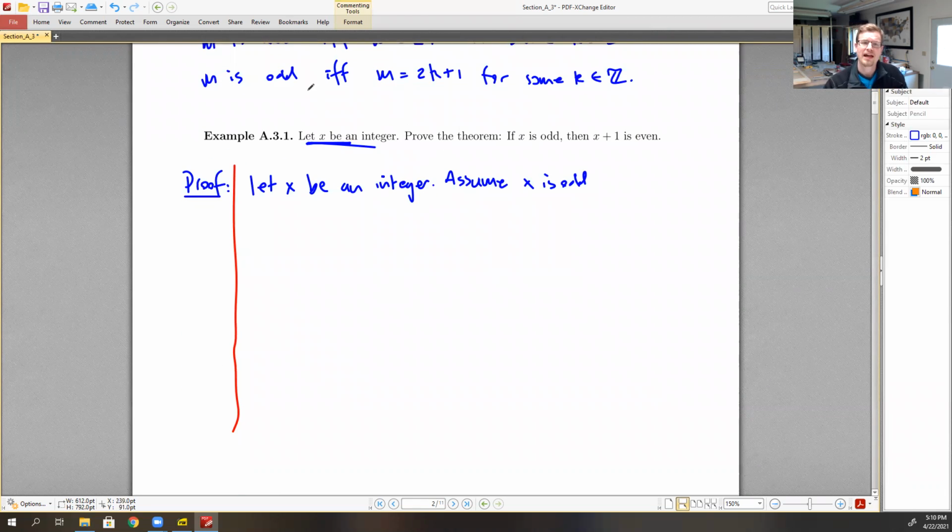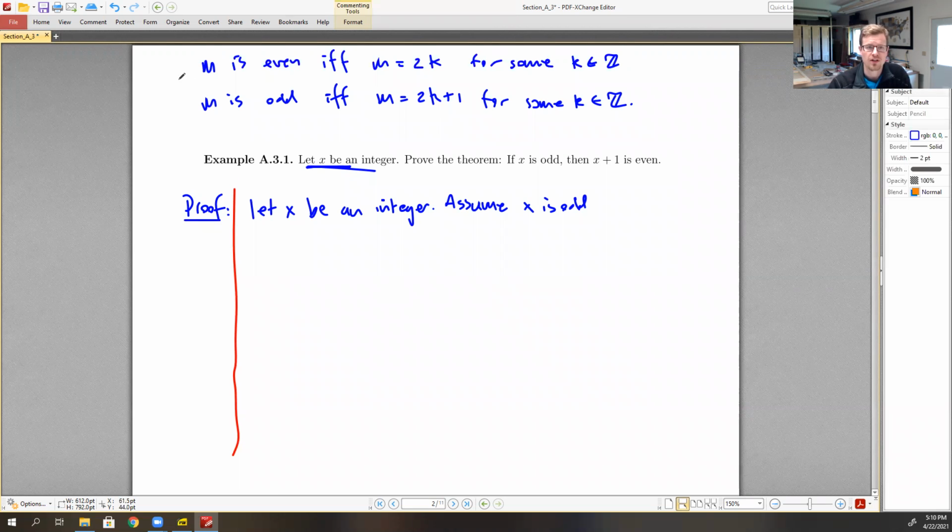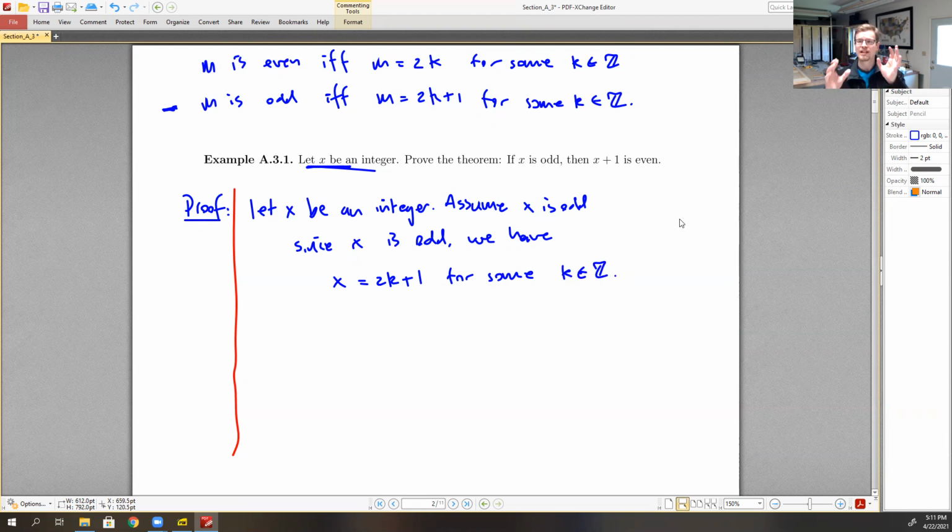Excellent. Once we know that x is odd, we use the definition, right? We can consider this a definition of what an odd number looks like. So since x is odd, we have that x can be written as 2k plus 1 for some integer k. It's important that k is an integer.